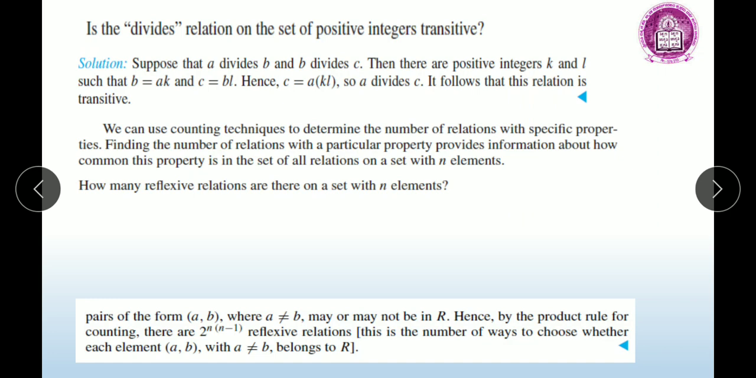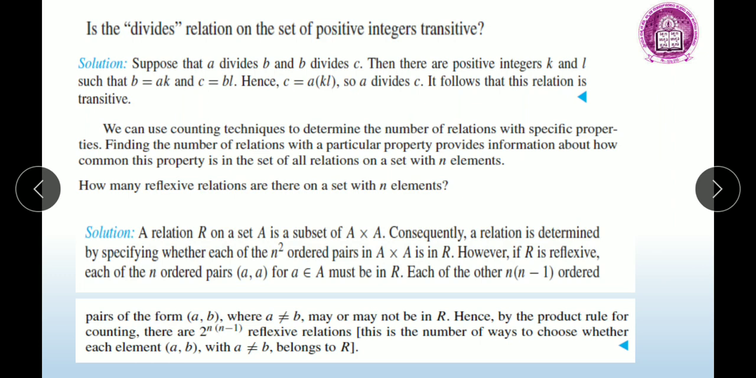See, the A comma A ordered pair must be there in the reflexive relation. So there are n such ordered pairs possible. So that definitely has to be there. The remaining ordered pairs A comma B, where A different from B, whether they belong to the relation or not, actually count the number of reflexive relations. So how many are there remaining? N are taken from n square, so remaining are n into n minus 1. So how many such sets possible? That is 2 to the power n into n minus 1.